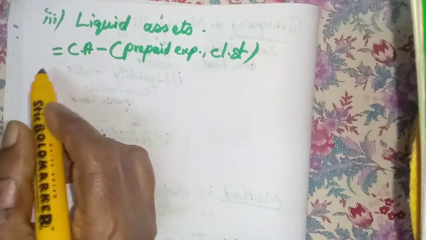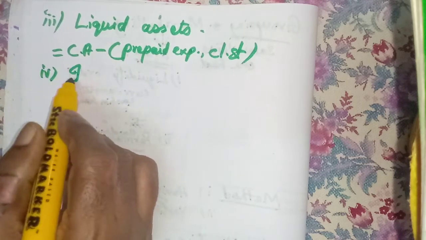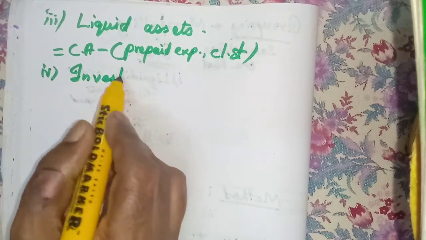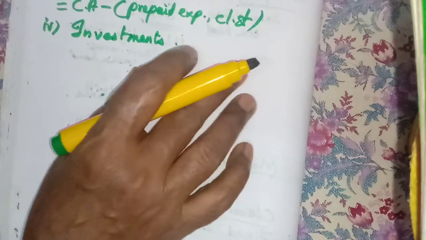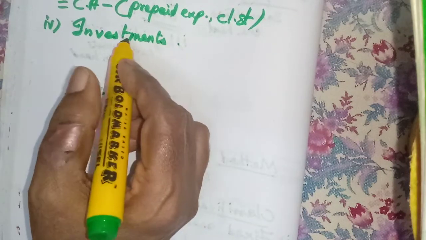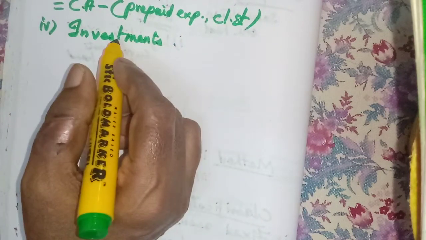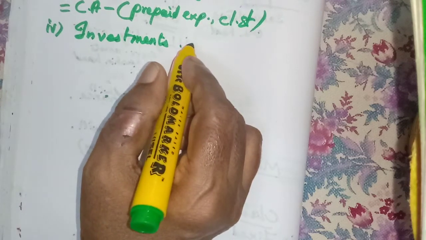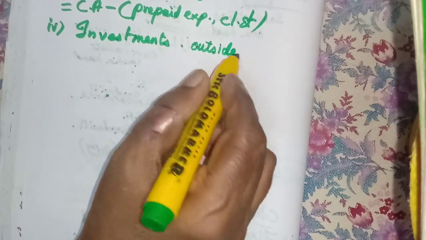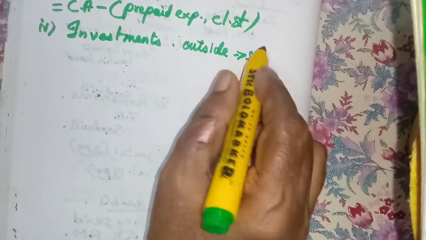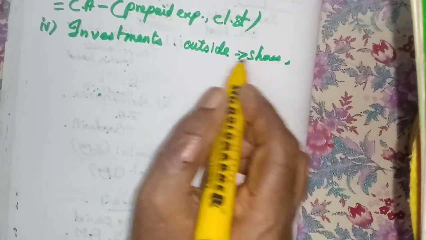Then another one, investments. What is this investment? It is one of the current assets only. So we are learning, it is not an investment asset. We need to learn what is investment. The business organization may invest money outside the organization in the form of shares or debentures.